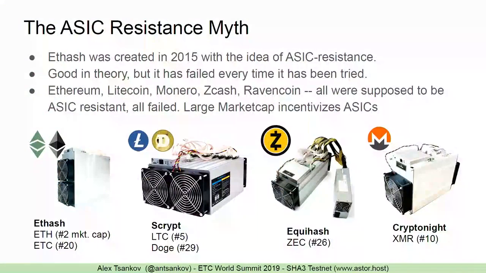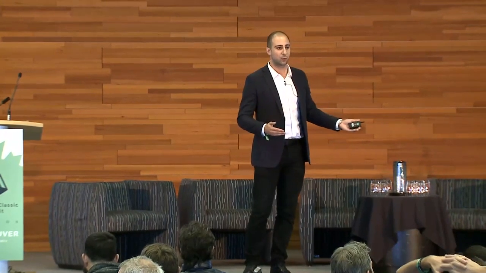There's Ethash, which is used for Ethereum and Ethereum Classic. You have Scrypt. You have Equihash for Zcash. You have Kryptonite for Monero. You also have Ravencoin as well. And all of these proof-of-work systems have claimed to be ASIC resistant. But what eventually happens is that as the market cap of these systems grows, it becomes financially incentivized to create ASICs for them. So what I would posit is that ASIC resistant is a spectrum. It is ASIC resistant until it becomes financially viable to build an ASIC for it.